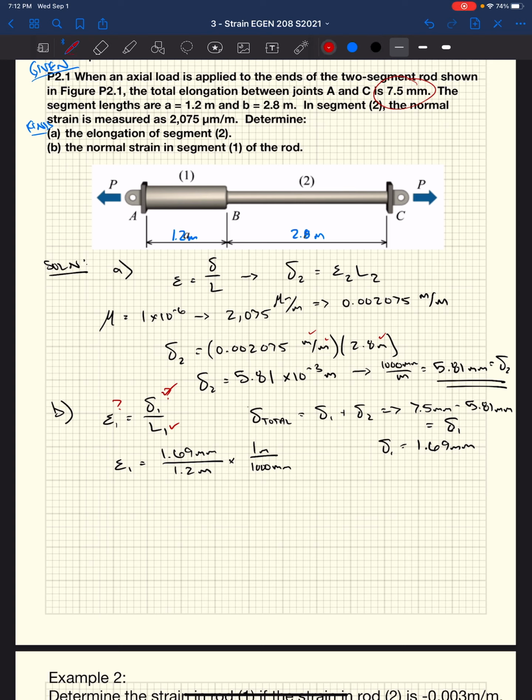In this case, our millimeters drop out. We get 1.408 times 10 to the negative third meters per meter. Or if you wanted to keep it in millimeters, it'd be 1.408 times 10 to the negative third millimeters per millimeter.